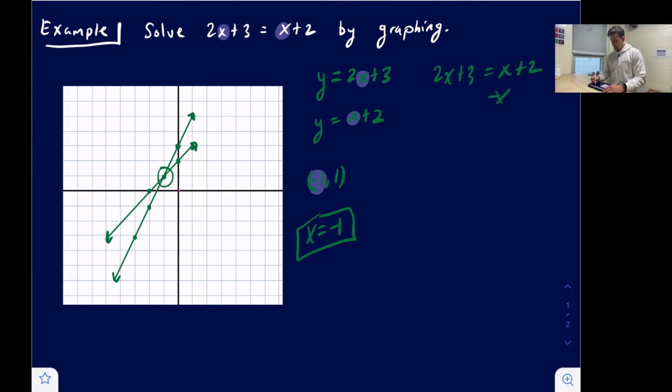So let's start off by subtracting x. Let's take away that x over there. Now we have x plus 3 equals 2. Now we can subtract 3, and look what we end up with: x equals -1. So that's how you solve linear equations by graphing.